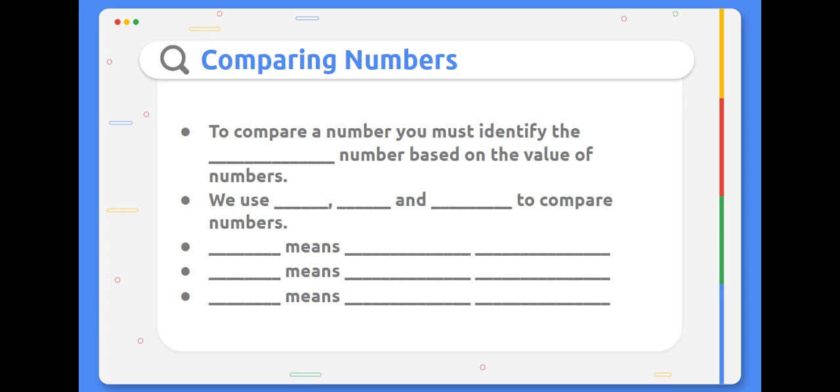Okay, to compare numbers, you must identify the largest number based on the value of the digits. We use these three symbols to compare numbers. This symbol means less than, this one means greater than, and this one means equal to. You can find the less than and greater than on your keyboard next to the letter M. You have to hit the shift key and then touch the keys. To find the equal sign, look up at the backspace at the top of the keyboard.